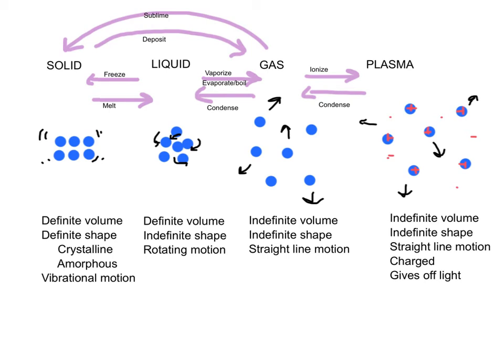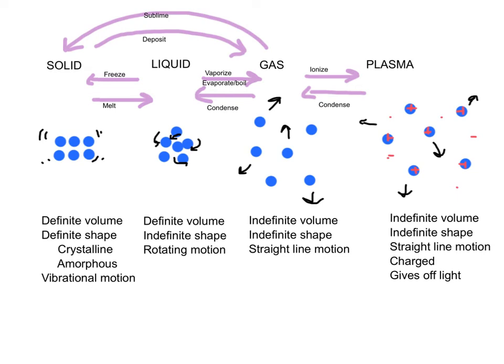You can see that the particles of a gas have no definite volume and no definite shape. They will move into any container that you put them in, they'll fill it up completely, and they will take the shape of whatever that container is. And those molecules are totally free from each other. They've completely overcome their interparticle attractions or intermolecular attractions, and they move in straight lines until they hit something and then they bounce off.